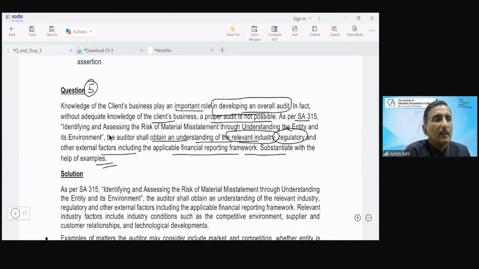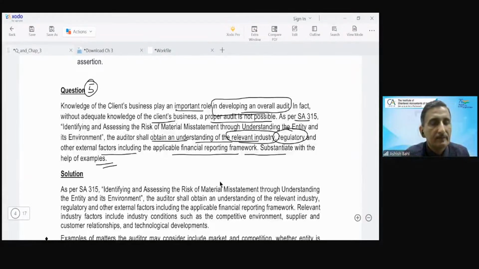Yes, students, come on, quickly. Just write the names of 5 components of internal control. Yes, Tejaswin, you are writing correctly. Control environment, control activities, monitoring of controls, risk assessment process.